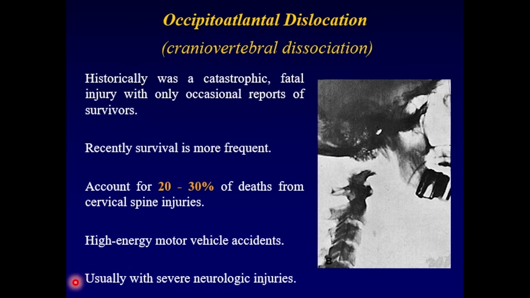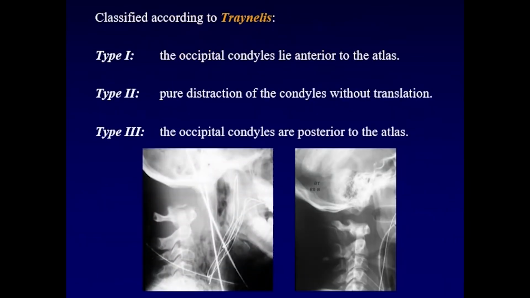high-energy motor vehicle accidents. Patients usually present with severe neurologic injuries. However, there were some case reports of patients who were neurologically intact. They were classified into 3 types.